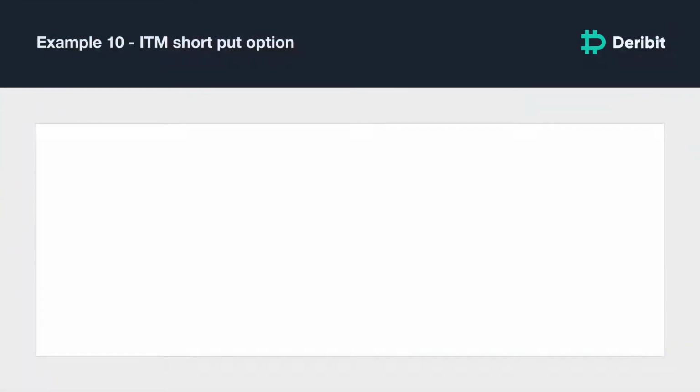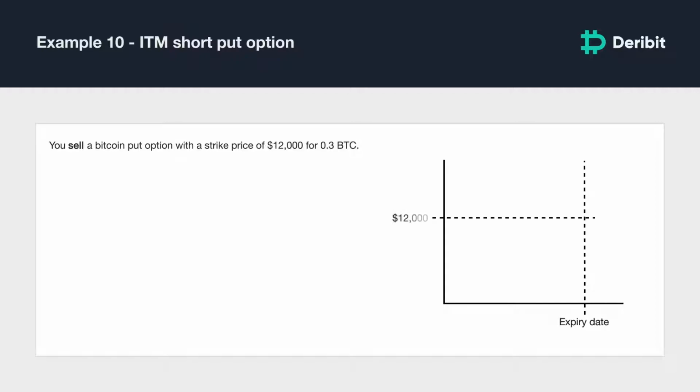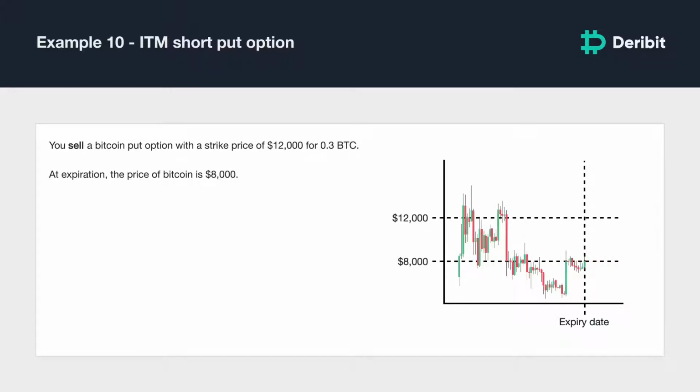And one final example with an in-the-money short put option. You sell a Bitcoin put option with a strike price of $12,000 and collect a premium of 0.3 BTC. You hold the position until it expires. At expiration, the price of Bitcoin is $8,000.